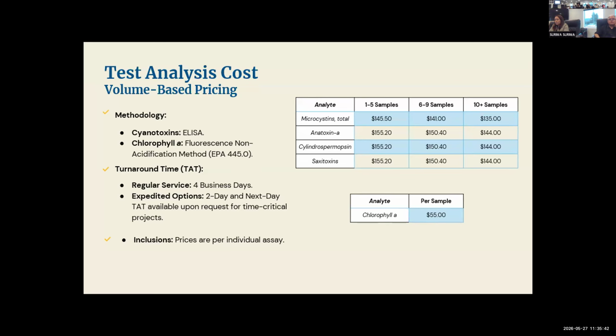These prices are per individual test and are all-inclusive, covering everything from receipt to the final validated report. While we offer a 4-day regular turnaround time, we also offer 2-day and next-day expedited options for time-critical projects.